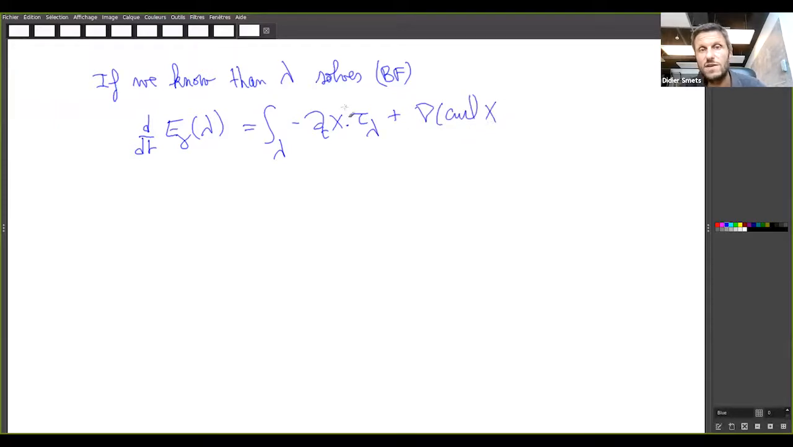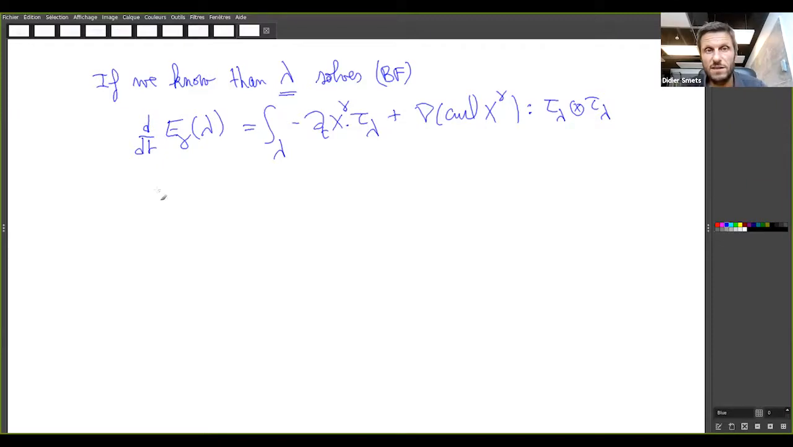So X is the vector field attached to the reference curve. So maybe I should call it X gamma. It's built upon gamma, and the tangent to the rough curve. So this is just using the fact that one of the two solves the binormal flow.